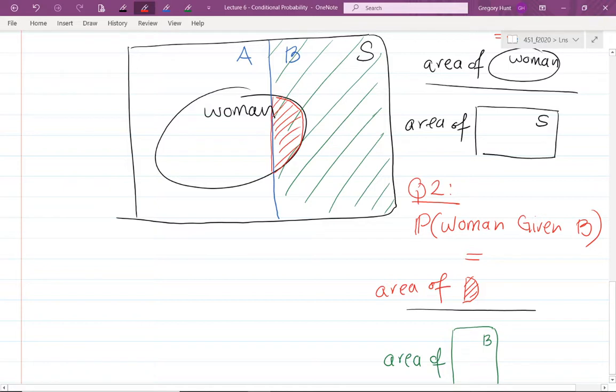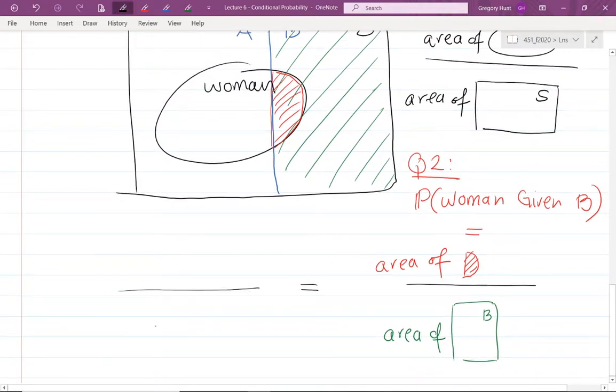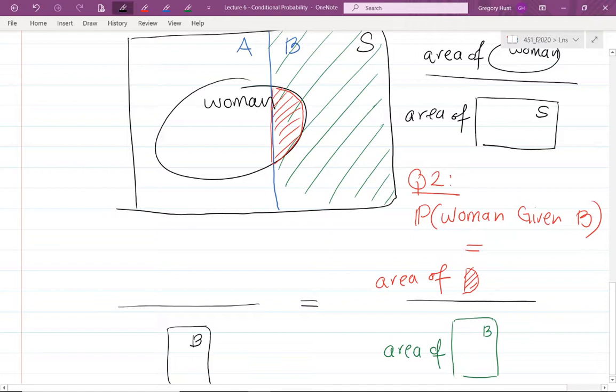So if we think about this in set notation, we could actually write this out formally. It would be the area of B in the denominator, but we could rewrite the top as the intersection between B and this event of being a woman. Maybe write it like that, a little abusive notation-wise. The intersection between woman and being in B divided by the area of B. Another way of saying it is it's the number of women in party B, that is the number of people who are women and in party B, divided by the number of people in party B.